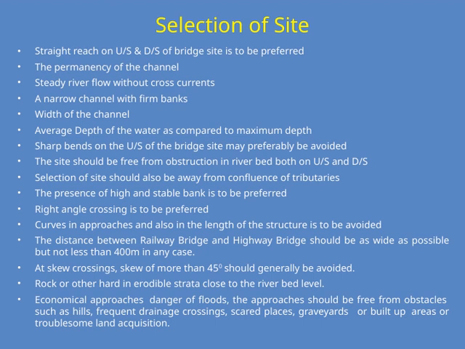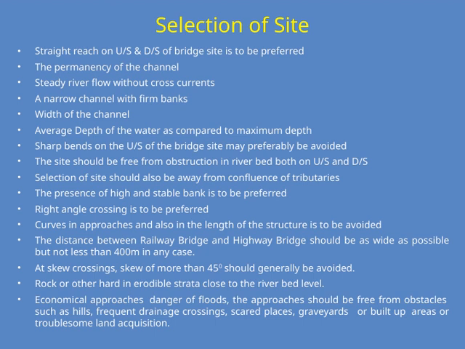Another key point is to stay away from the confluence of tributaries. These areas tend to have complex flow patterns and can be more prone to flooding. A high, stable bank is preferable because it offers better protection against erosion and flooding.